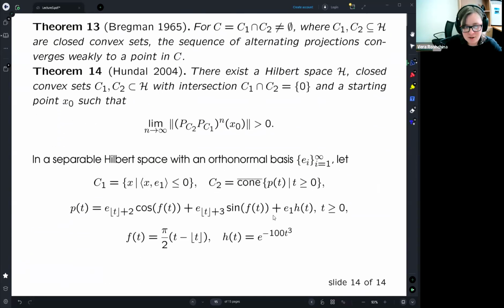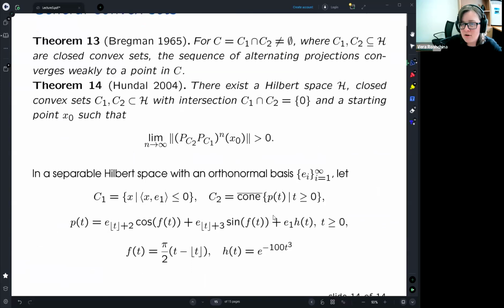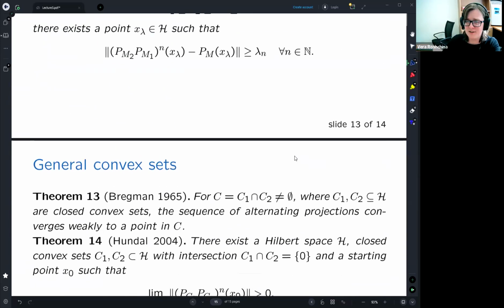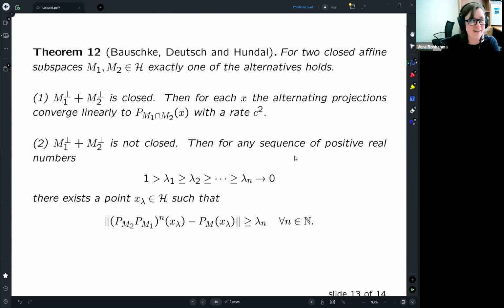All right, so I should probably stop here because we're running over time. So I'll just leave the slide here because, again, there's a very interesting example of weak convergence, but let's maybe not look at this. Let's stop here.